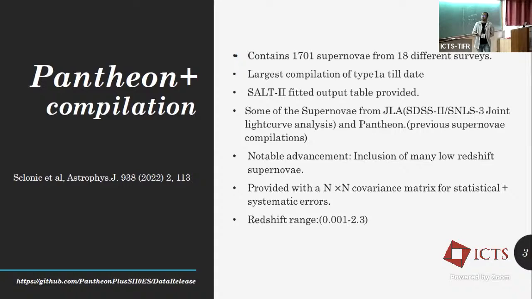There is the recently released Pantheon Plus compilation of supernovae, and the data is publicly available. It contains about 1700 supernovae from 18 different surveys, and it is one of the largest supernova compilations. The SALT2 fitted table has already been provided, and it contains some of the previous supernovae from JLA and Pantheon. One notable advancement is the inclusion of many low redshift supernovae. The redshift range of Pantheon Plus is from 0.001 to 2.3.